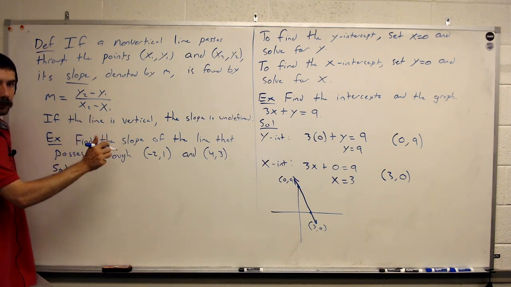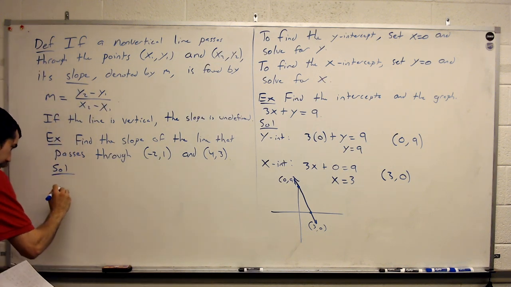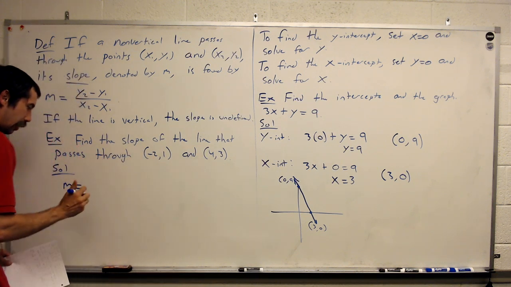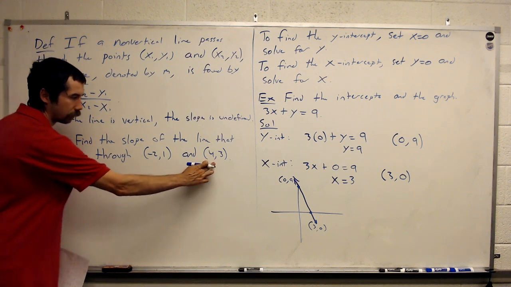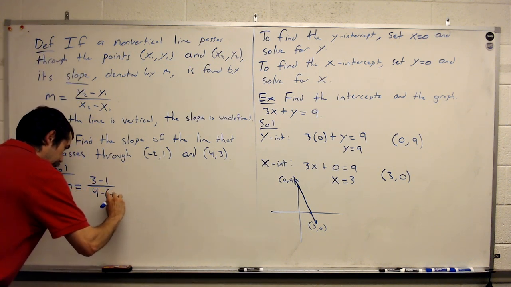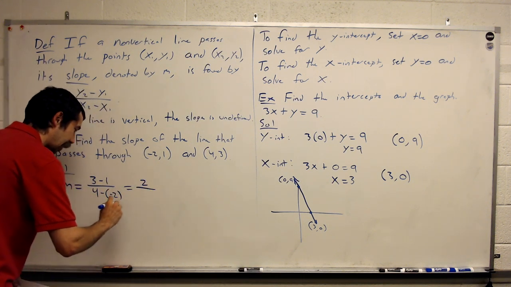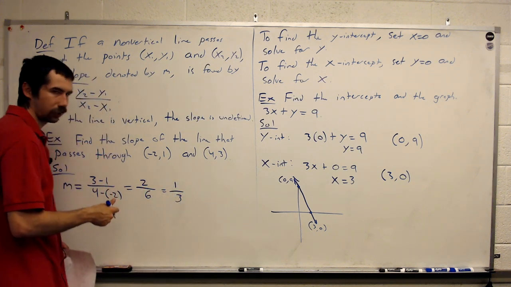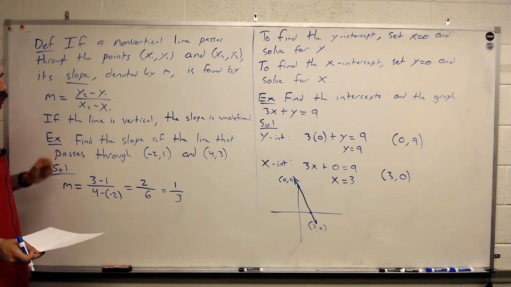All right, but this is very straightforward. We have our formula for the slope here, so let's use it. Our slope is the change in y. So 3 minus 1 over the change in x, which is 4 minus negative 2. 3 minus 1 is 2. 4 minus negative 2 is 6. And so the slope is 2/6 or 1/3. All right, so this is literally just using the formula.